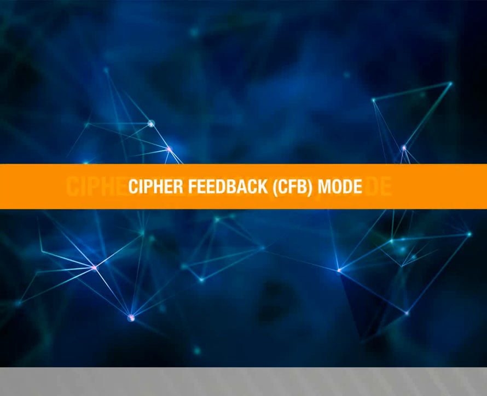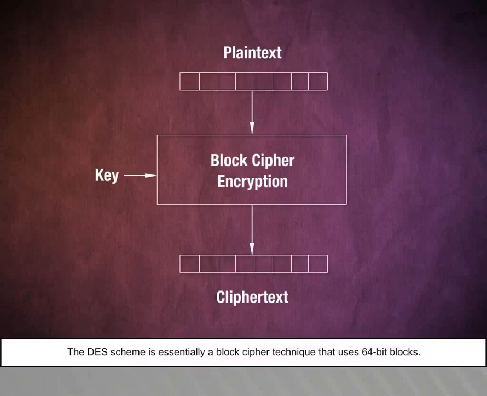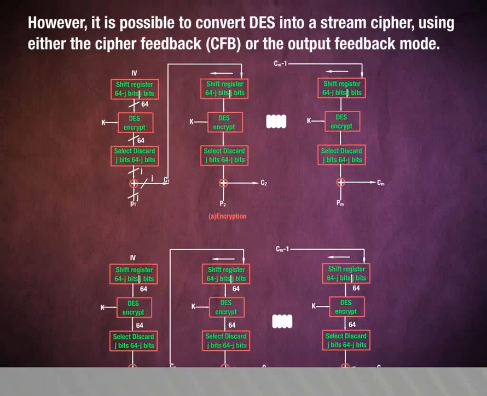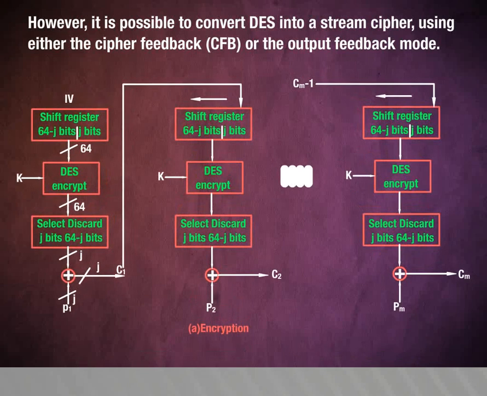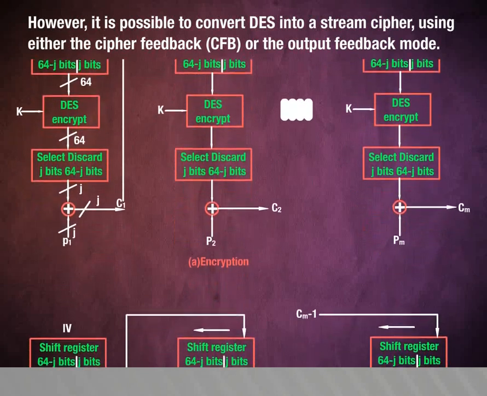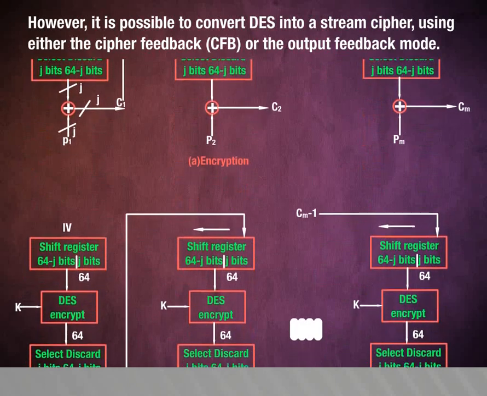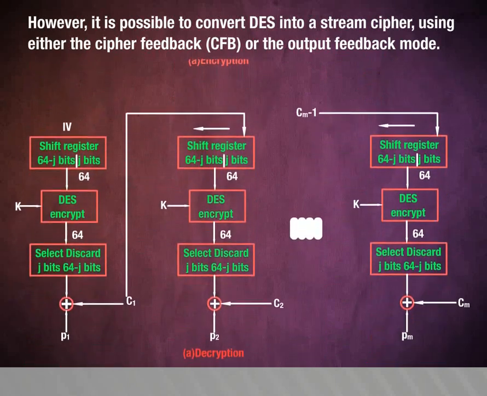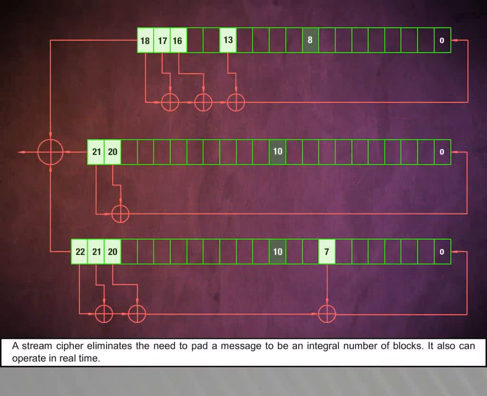Cipher feedback mode, CFB mode. In this video, we are going to see cipher feedback, that is CFB mode. The DES scheme is essentially a block cipher technique that uses 64-bit blocks. However, it is possible to convert DES into a stream cipher using either the cipher feedback (CFB) or the output feedback mode. A stream cipher eliminates the need to pad a message to be an integral number of blocks. It also can operate in real time.